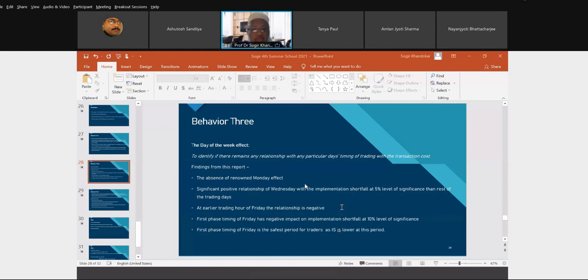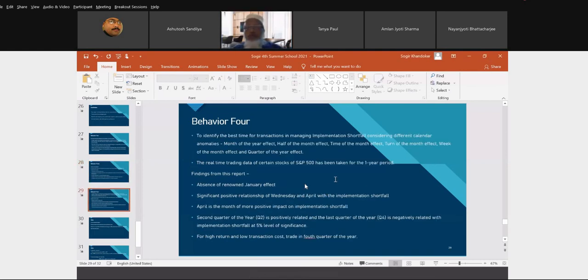This study concludes that investors would be able to control the implementation shortfall if they formulate their investment strategy according to the different phase transaction cost patterns observed in this study. Now behavior 4. Is it visible to everyone? Behavior 4 will give us the best performance.